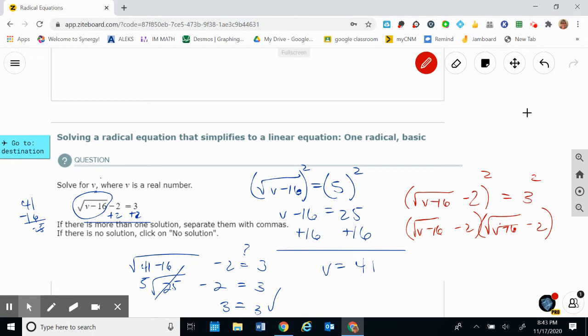Oh, that was a v. Whoops. Okay. So don't do that. Get it by itself first. Get it all by itself. Isolate the radical. Okay, next.